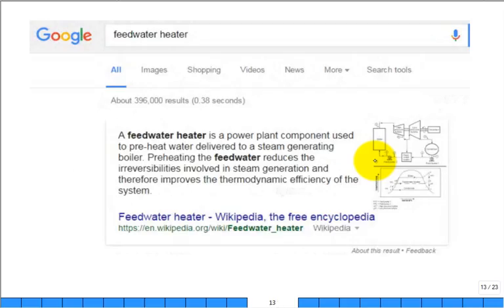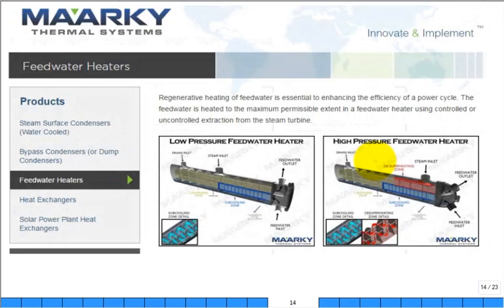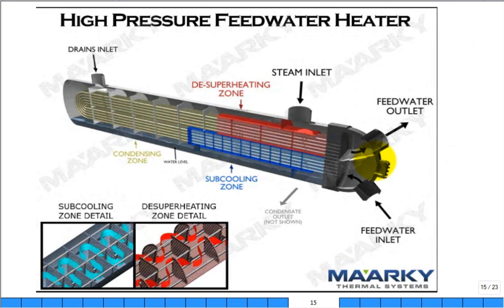Now let's talk about feed water heaters. If you just Google it and read, it's exactly what we're talking about, have talked about. Preheating the feed water to reduce the irreversibilities involved in steam generation and improve the thermodynamic efficiency of the system. You can look at sites where they're actually sponsors or selling these. They put out a lot of information. Here's a blow up. And I know that they're just heat exchangers, but there's a lot going on and a lot of engineering in even the smallest detail of these heat exchangers. So you bring in some steam, and you're going to have it go in this direction for flow through the device.